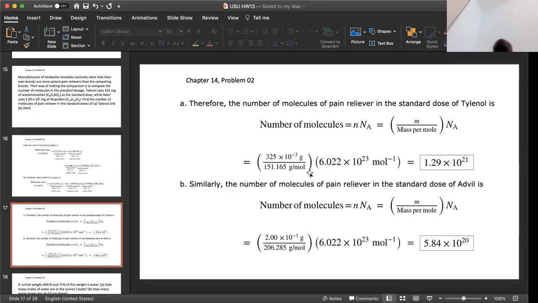Times Avogadro's number, and that just gives us the number of molecules. So the same thing for Advil: we just put the mass of Advil given in the problem, which is given to be 2 times 10 to the 2 milligrams. So multiply that by 10 to the negative 3, you get 10 to the negative 1 grams, and then divide by the molar mass of Advil we just got, times Avogadro's number. That gives us the number of molecules present there, and those are the 2 answers you have.